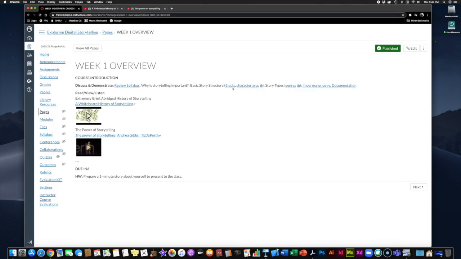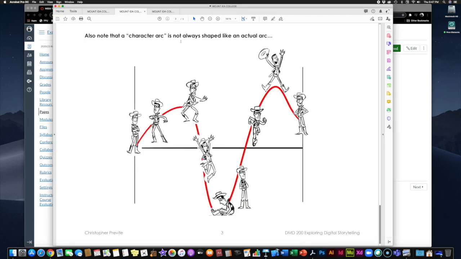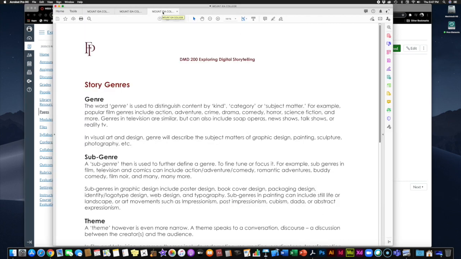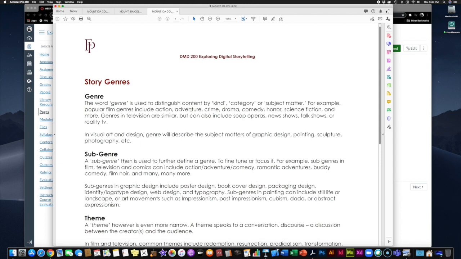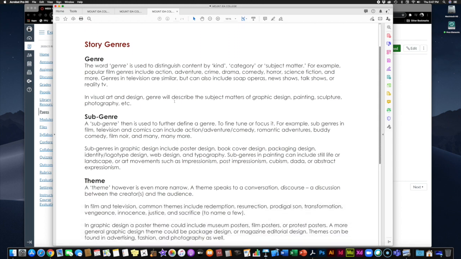And the next thing we want to talk about is genres. Let's take a look at genres. We'll get back to arcs in a minute. Now, all stories can be categorized by different sorts of genre, right? Now, a genre is basically just a kind of story or a category of story. Popular film genres include action, adventure, crime, drama, comedy, horror, and so on, right?